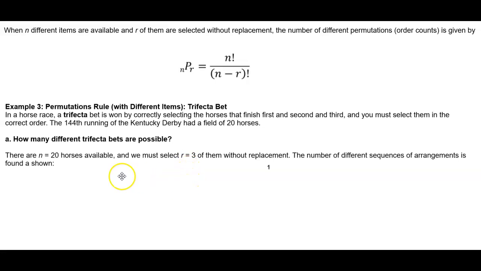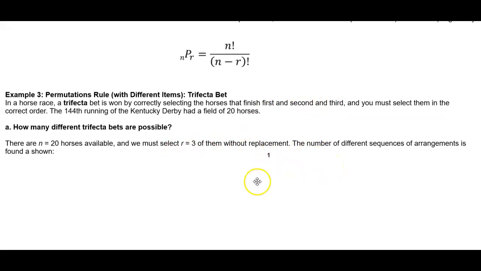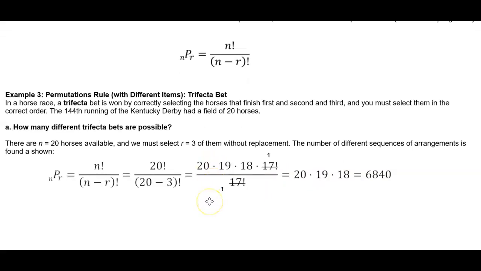Now there are n equals 20 horses that are available, and we must select r, which is equal to 3 of them without replacement, because they're going to finish first, second, and third, meaning that r is going to equal 3. Therefore, the number of different sequences of arrangements is found as shown. We know that the value of n is 20, and we know that the value of r is 3.